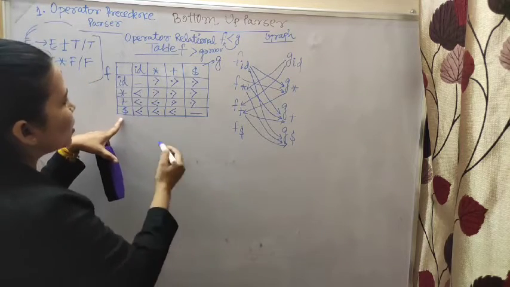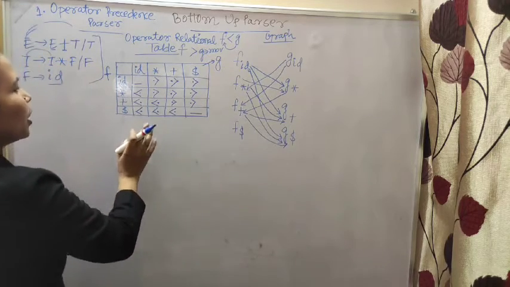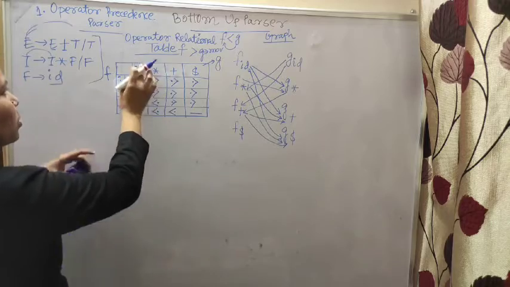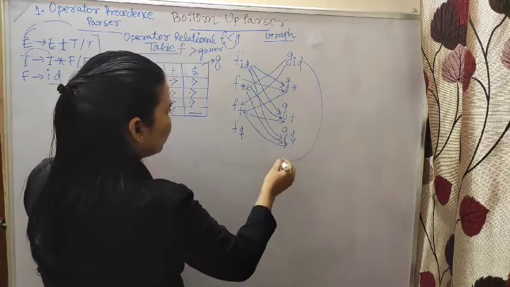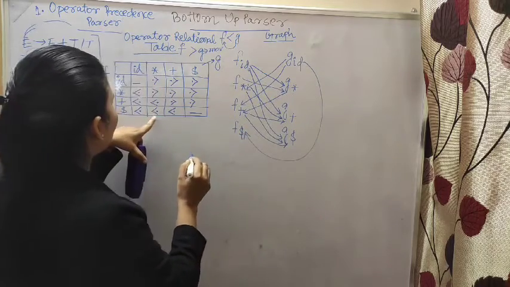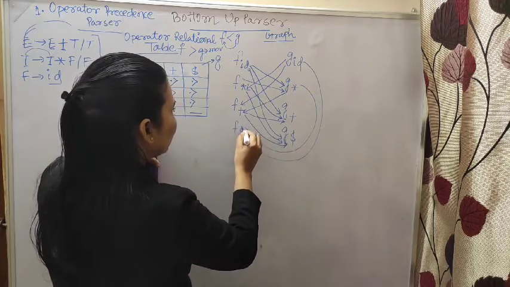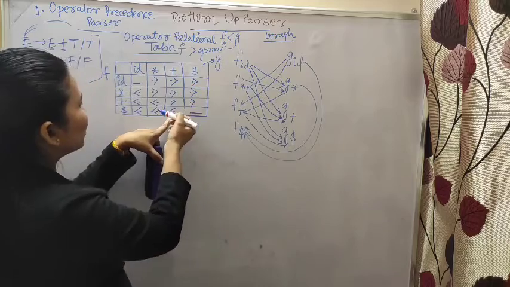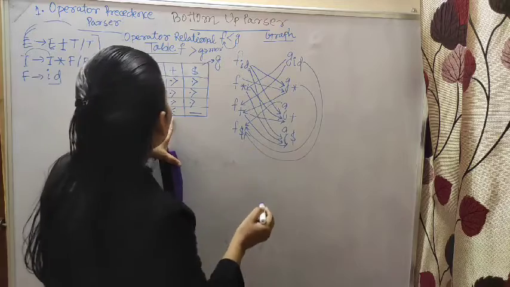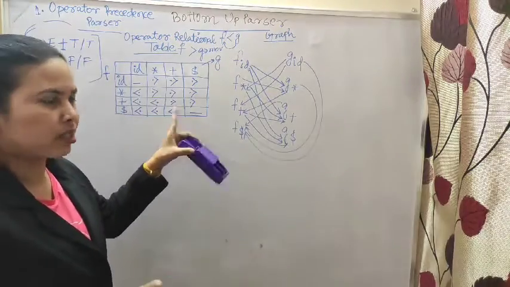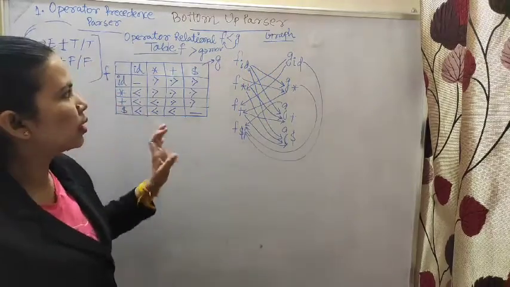Now dollar is displaced, that means F dollar will not go anywhere, but others will come to it. GID will come to F dollar, then G star will come to F dollar, then G plus will come to F dollar, and dollar is accepted. So this is the graph of this relational table.